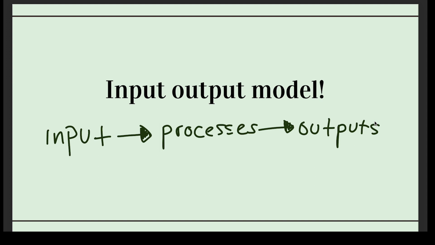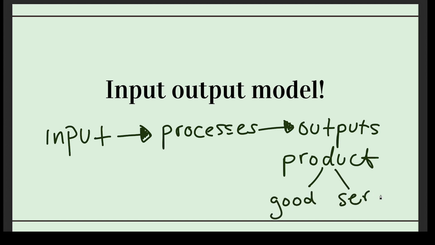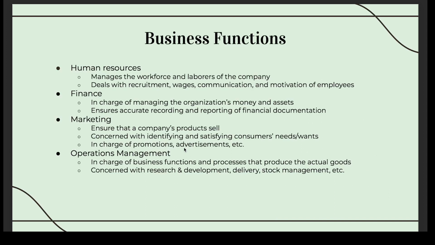Finally, we have our outputs. So an output is a product, and this can either be tangible, which is a good, or intangible, which is a service. And I'm actually going to write this down because this is a point of confusion for a lot of people, but products include either goods or services. A lot of people say products when they mean good, but goods are products. Not all products are goods, because services are also products. Right, moving on. Business functions.